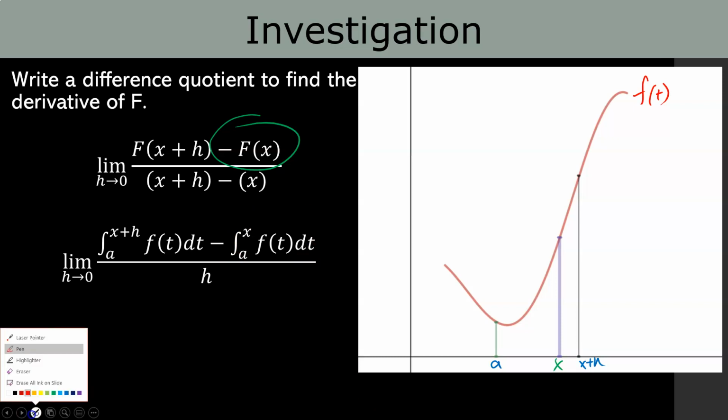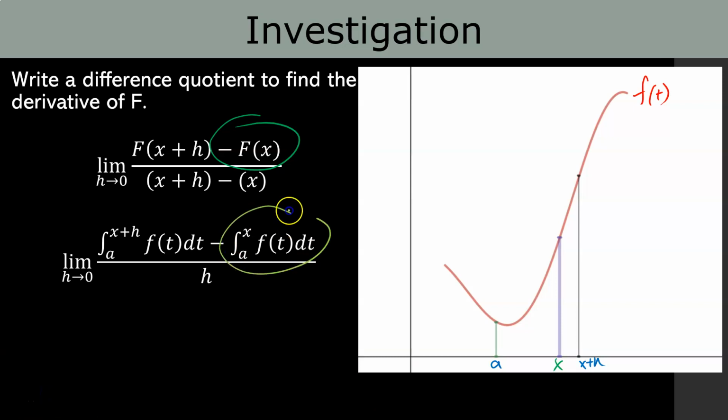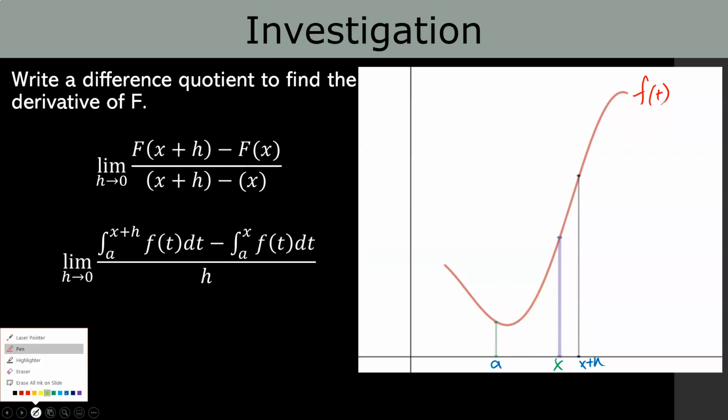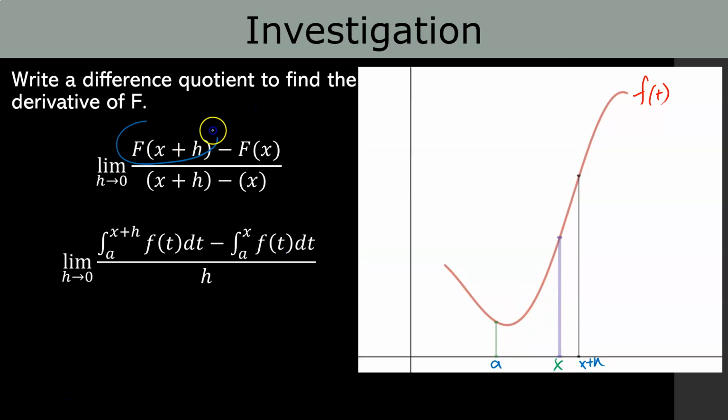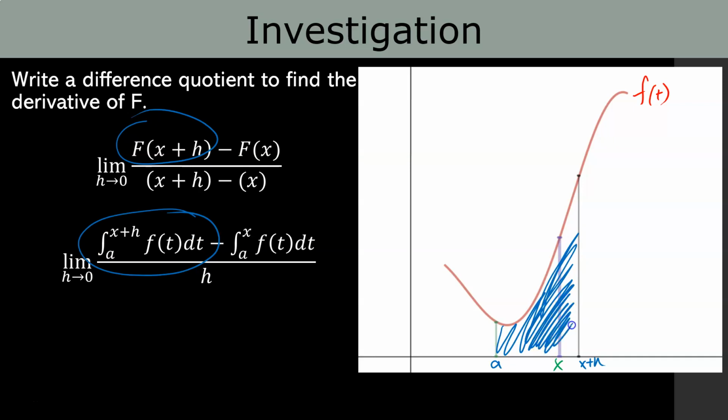So instead of f, now we have the definite integral from a to x of f of t dt. That's this part here, like we said. And then what's this first part? The definite integral from a to x plus h of f of t dt. That's what we had originally up top. That's the area under this curve, that original f function we had. Okay, the denominator simplified to be just h.